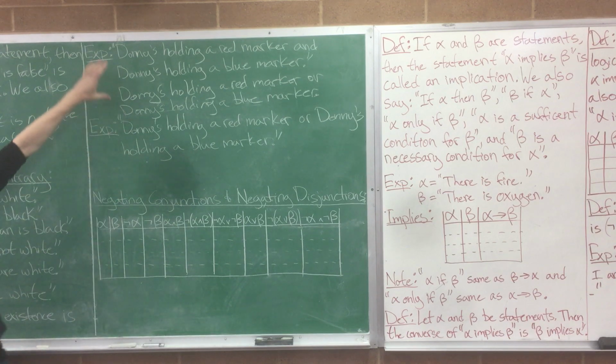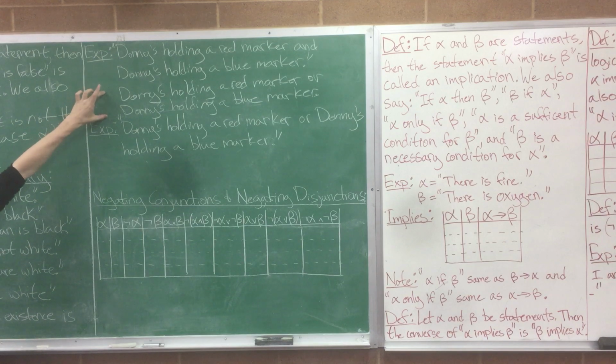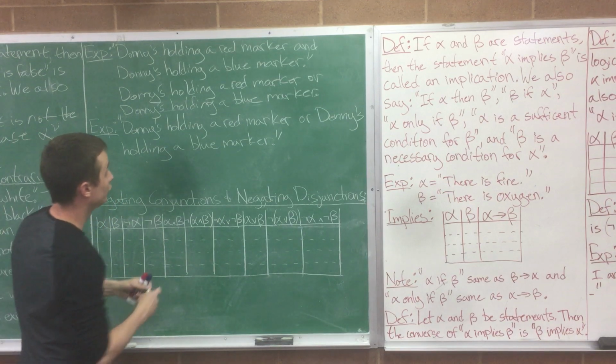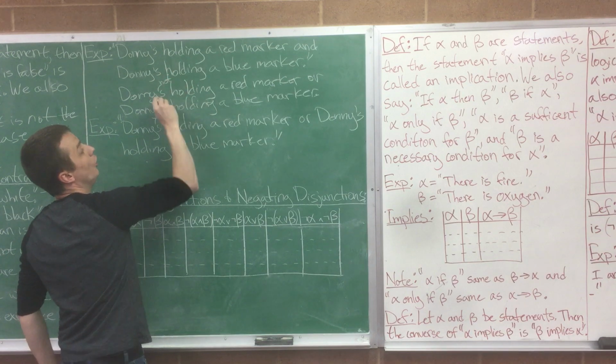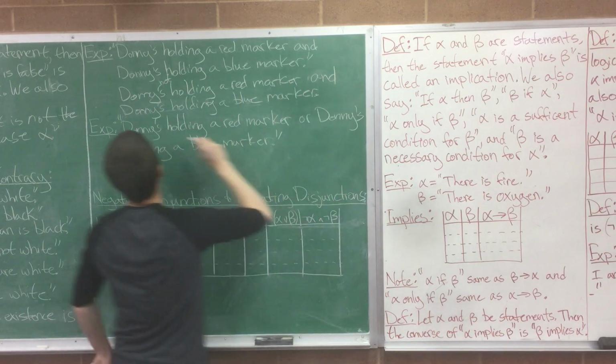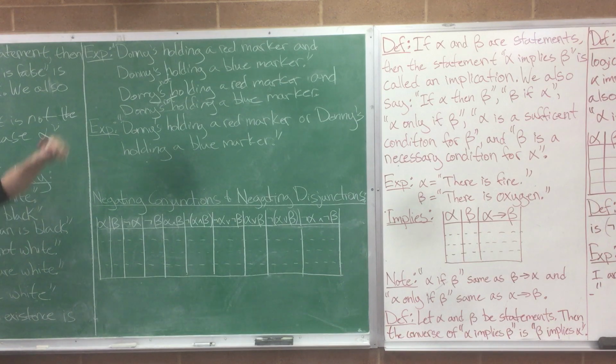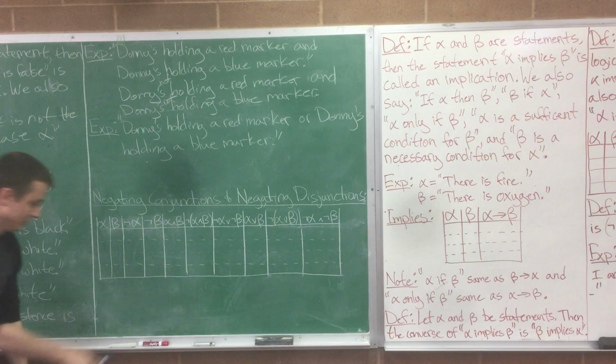We need contradicting statements. So statements like, whenever this one is true, this one is false, and whenever this one is false, this one is true. So he says, Donnie's not holding a red marker, and Donnie's not holding a blue marker. Let's try this one out. Here I am holding both markers. Is it true that Donnie's holding a red marker and Donnie's holding a blue marker? Yes. Is it true that Donnie's not holding a red marker and Donnie's not holding a blue marker? No. So that was true and that was false. Worked in the first case. Let's try another case. Is it true that Donnie's holding a red marker and Donnie's holding a blue marker? No. Is it true that Donnie's not holding a red marker and Donnie's not holding a blue marker? No. All right, we're in trouble.